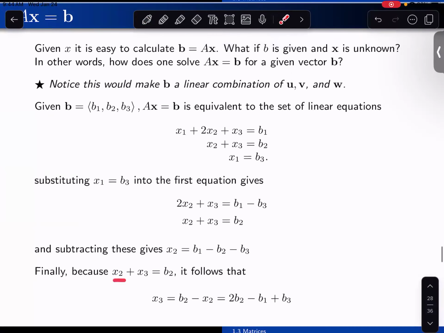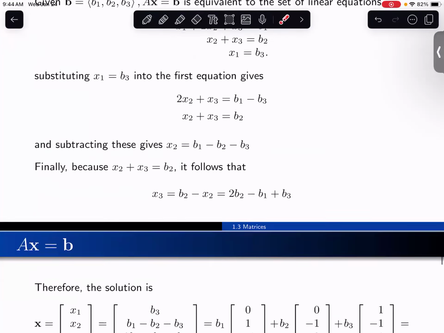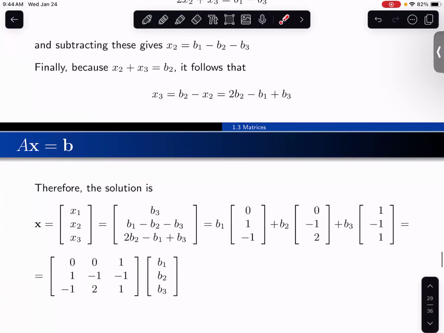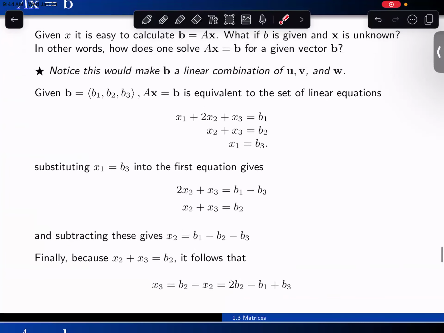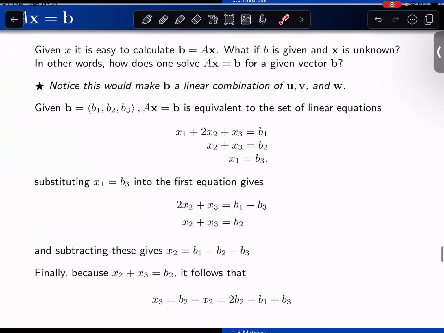Because we have that x2 plus x3 is equal to b2, this implies that x3 is equal to b2 minus x2. So then you can just subtract everything over to the right-hand side after substituting in what we had before, and you would have that x3 is equal to 2b2 minus b1 plus b3. So that tells you what x1, x2, and x3 are in terms of the entries of our vector b. Does this make sense? Are there any questions about what was done to determine what x1, x2, and x3 were?